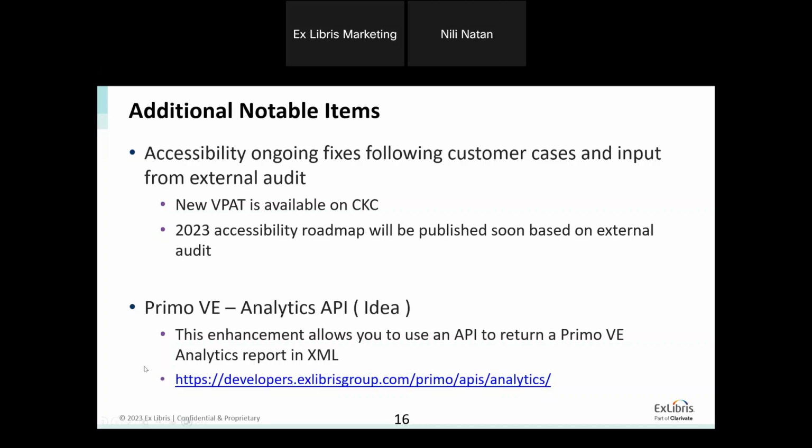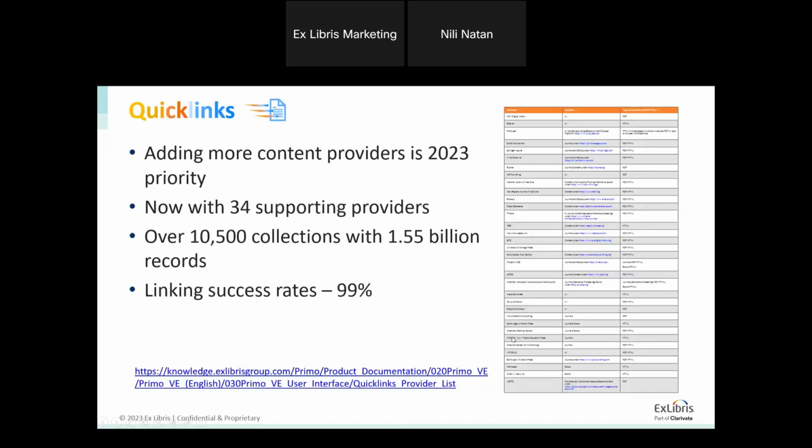Another thing is that there are some customers that wanted to have an API to get Primo Analytics. This is something that exists in Primo back office. We are now delivering it in Primo VE. You can see here in the link that I put an explanation of how it works. So with the API, you can specify the report that you want, and you will get the report in XML format. So you can use it as well.